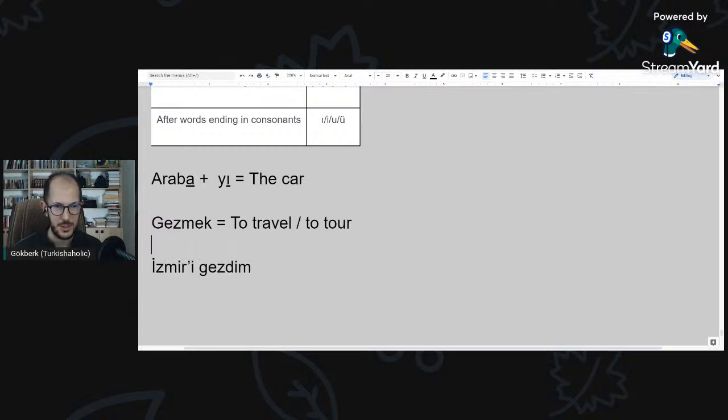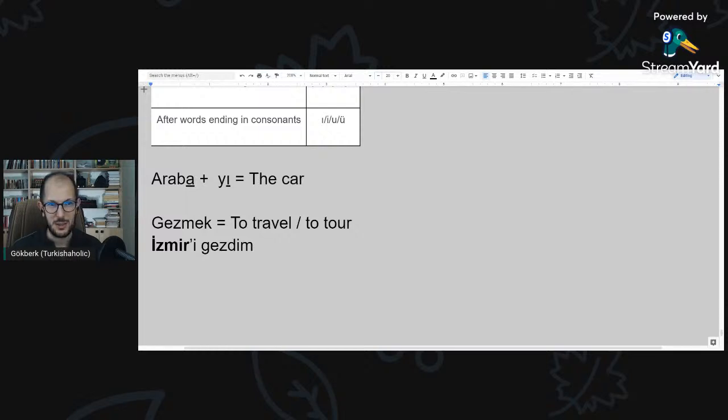gezdim. So if you remember, when we attached the case markers to a proper noun, a proper noun is a special noun, like country names, people's names, city names. İzmir is a city in Turkey, on the western part of Turkey. It's one of the famous cities. Anyone watching this lesson from Turkey, also living in İzmir, will know that it's a beautiful city.